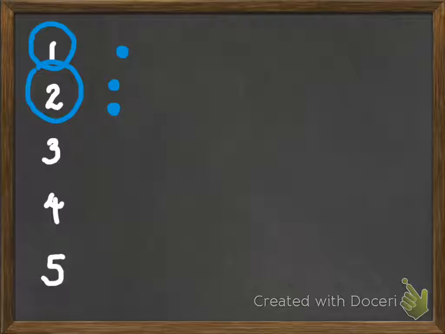Finally, let's look at 3. We can put 2 here and 1 here, or 1 up here and 2 down there. But these are not 2 even rows, so 3 is also one of those numbers.